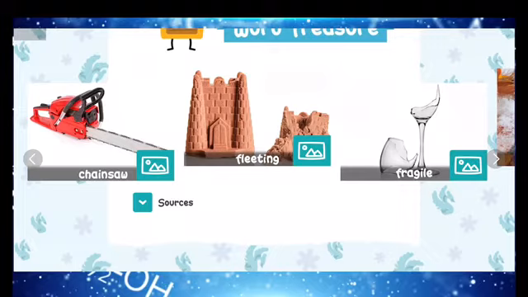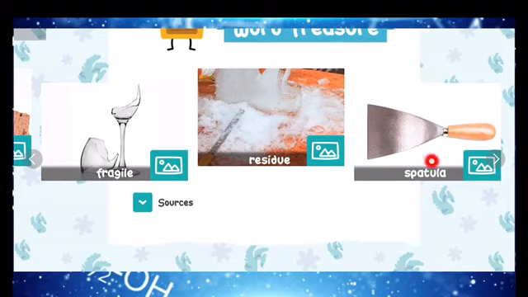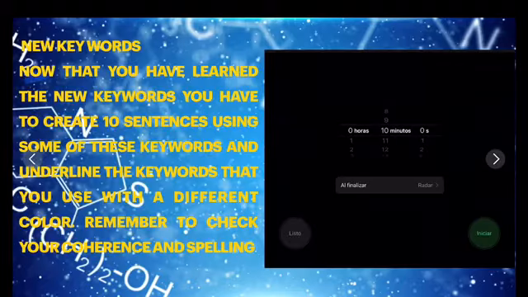This is from creative artist. Chainsaw, chainsaw. Fleeting, fleeting. Fragile, fragile. Residue, residue. Spatula, spatula, okay?